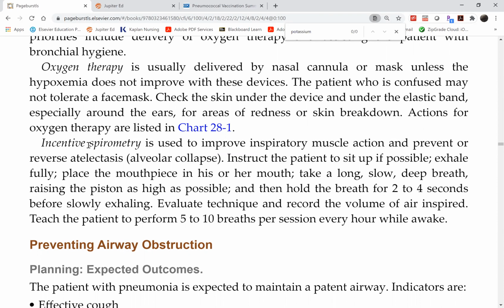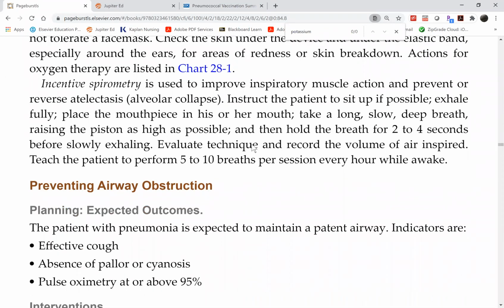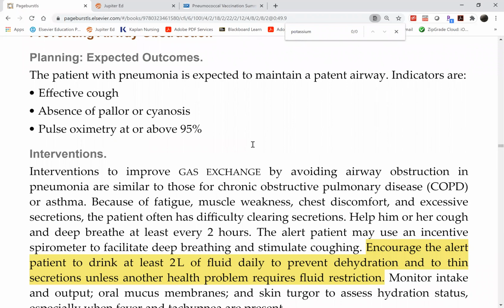You'll hear that term in clinical, wherein they say you're recruiting alveoli, meaning you're trying to recover some of the collapsed alveoli. That can be accomplished with incentive spirometers and also with some vibratory devices. I'll show you later. Positioning is another thing. So far we have oxygen, incentive spirometry, and we have hydration.